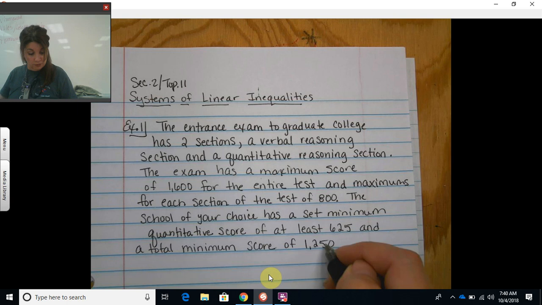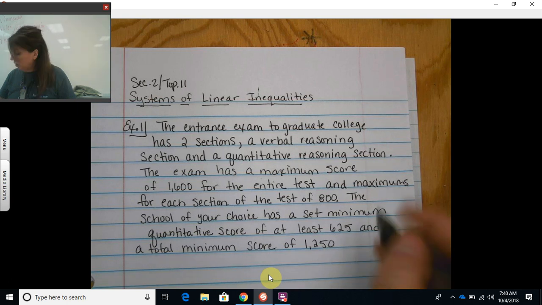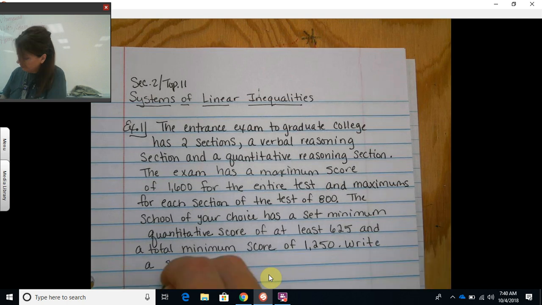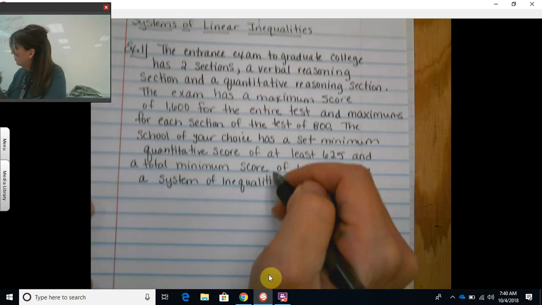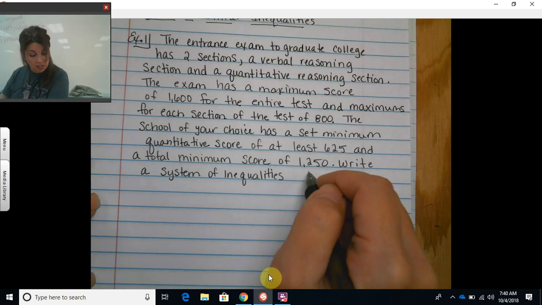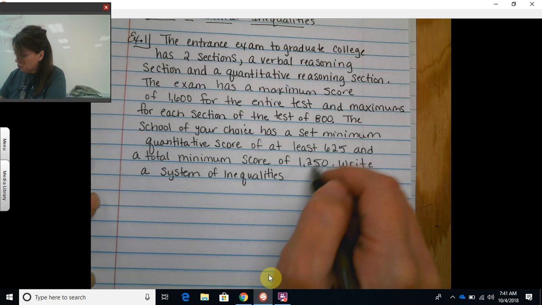Write a system of inequalities to model scores that meet the school's requirements.